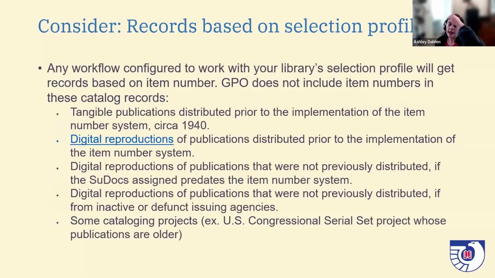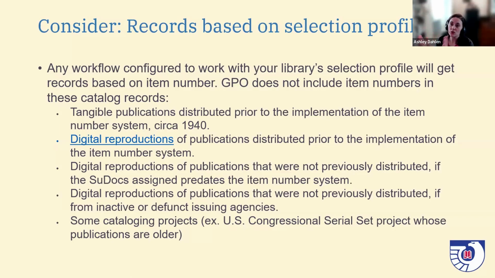If you need catalog records based on your selection profile, you do need to keep one thing in mind, and that is that all of that functionality is enabled based, unfortunately, on the item number. So right now, GPO does not include item numbers in all catalog records. And I'll give you the list there of, was it 5 bullet points, of when we will not use an item number in a catalog record.